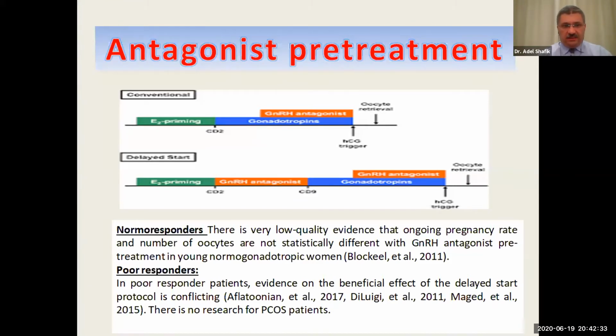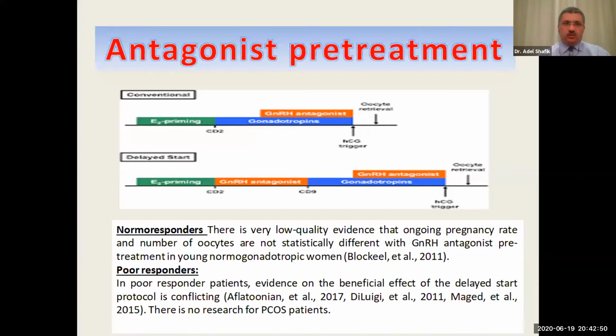Moving to the evidence regarding this in normal responders, there is very low quality evidence that ongoing pregnancy rate and number of oocytes are not statistically different. So in normal responders, this didn't show any effect or any difference. In poor responders, evidence still is controversial.